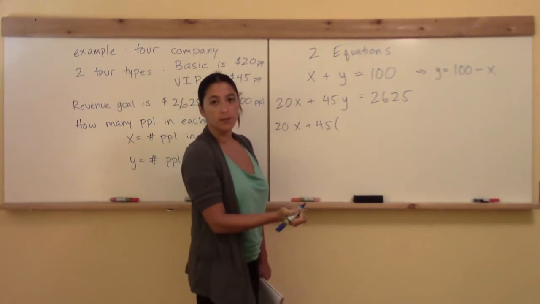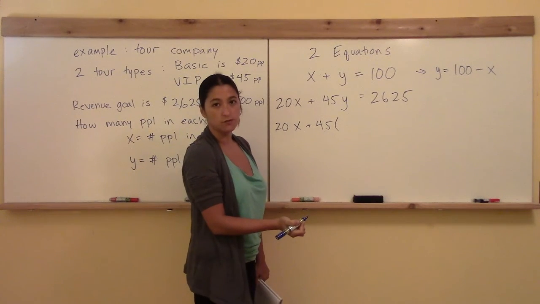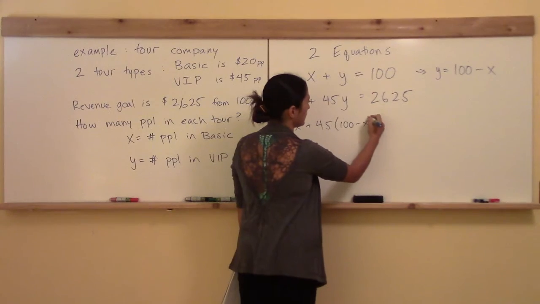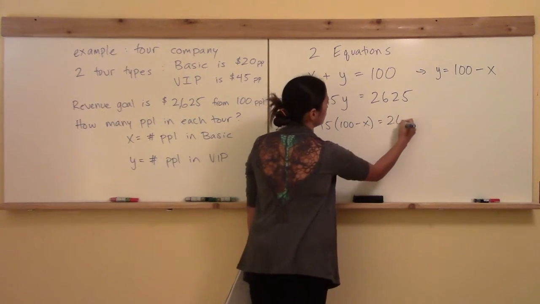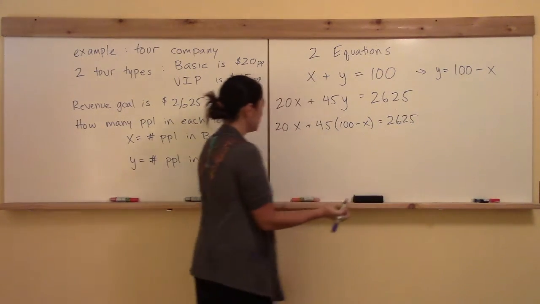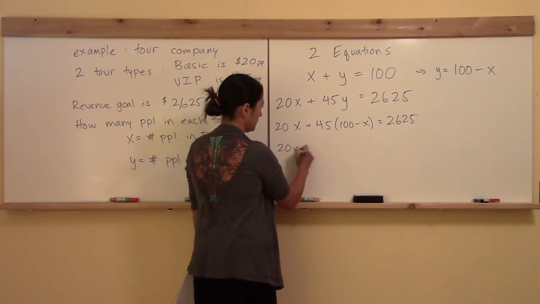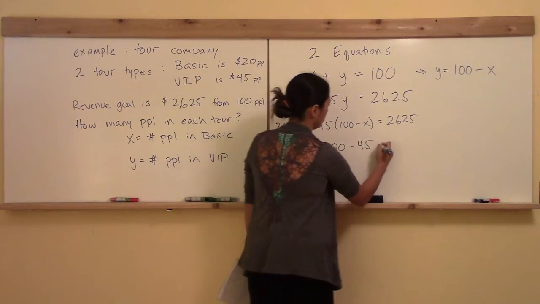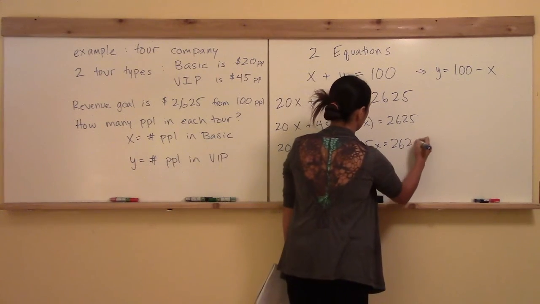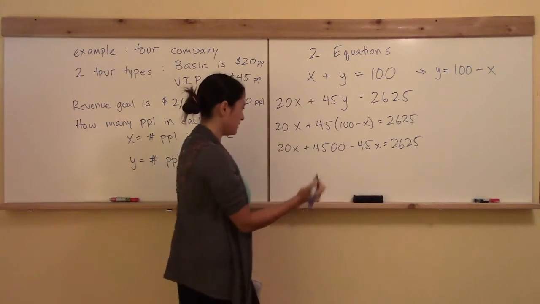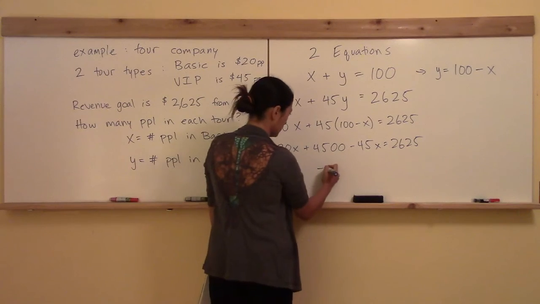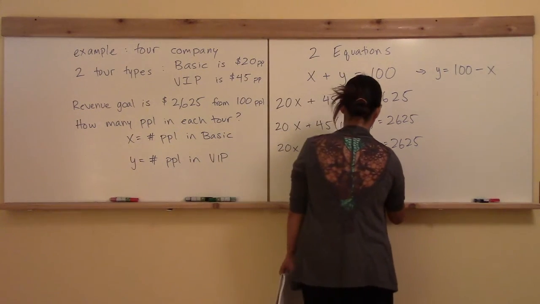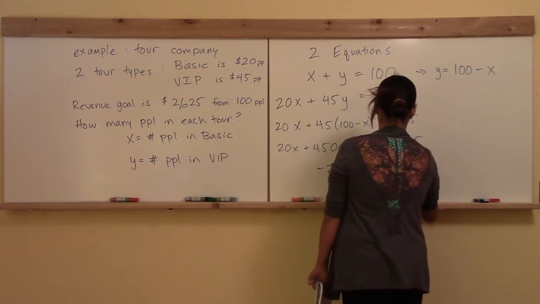Don't forget about the parentheses because you'll need to factor the 45 through. 45 times (100 minus x) is equal to 2625. Okay, so then we have 20x plus 4500 minus 45x is equal to 2625. And then we can combine these two like terms together. Minus 25x here is going to be 2625 minus 4500.